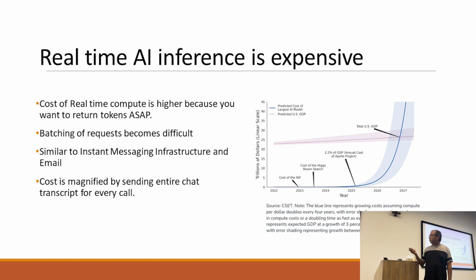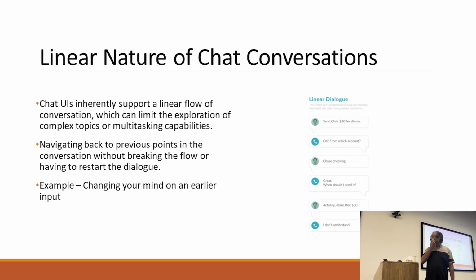So things like batching of requests, where you can send multiple requests to the same model, become a lot more difficult. And the cost, if you're sending the whole transcript again, is magnified. So those are the reasons. The last reason is that chat UIs support a linear flow of information. Let's say you're chatting with something and then you change your mind. Depending on how smart the model is, it might get confused.